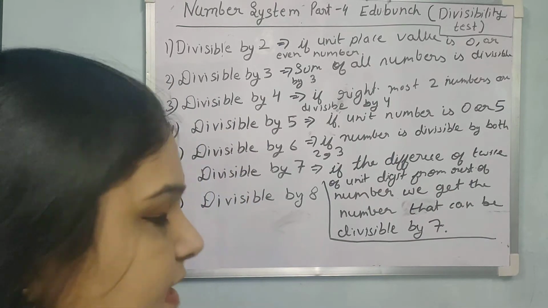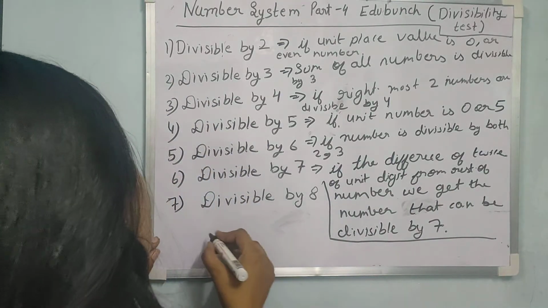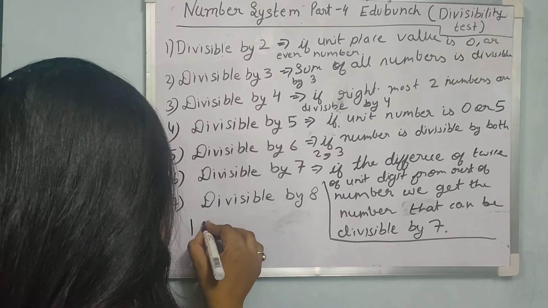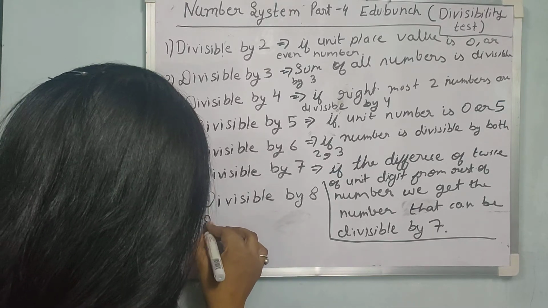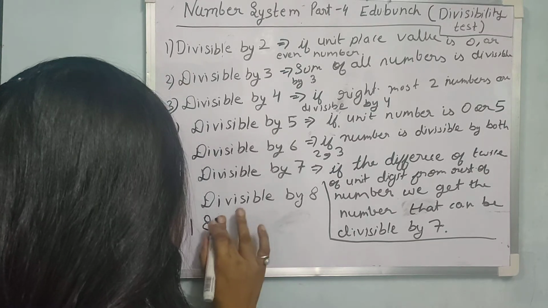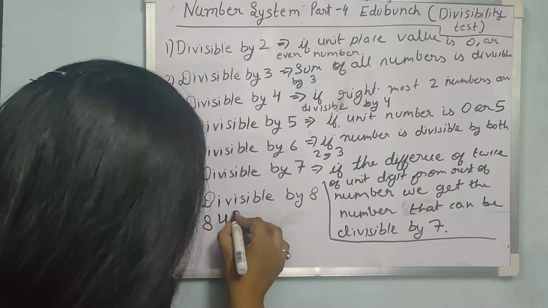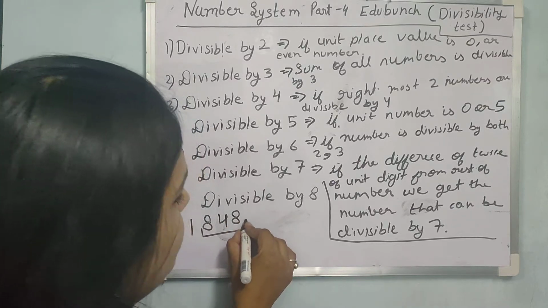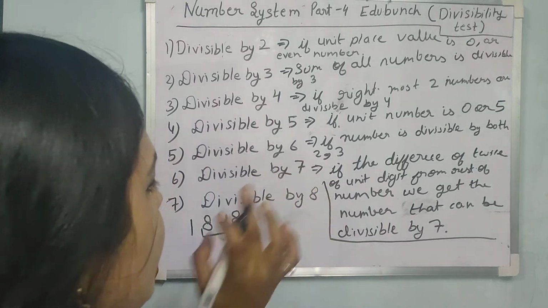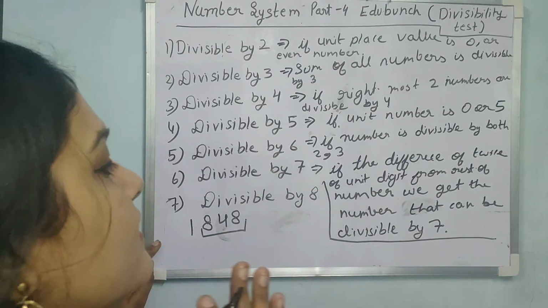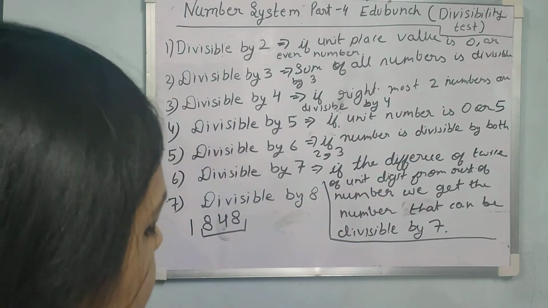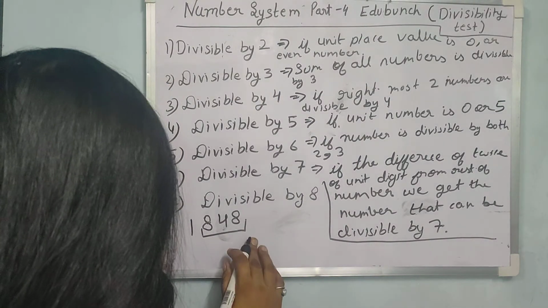Now divisibility test for 8. If the last three digits of the number are divisible by 8, we can say yes, the complete number is divisible by 8. We are taking the example here.